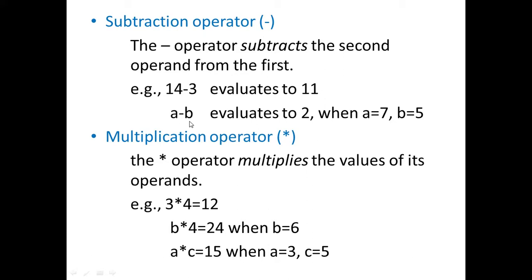A minus B. So the computer will ask what is the value of A, what is the value of B. Here A is 7, B is 5. So 7 minus 5 evaluates to 2.